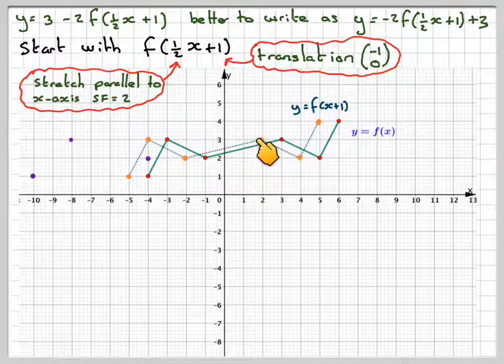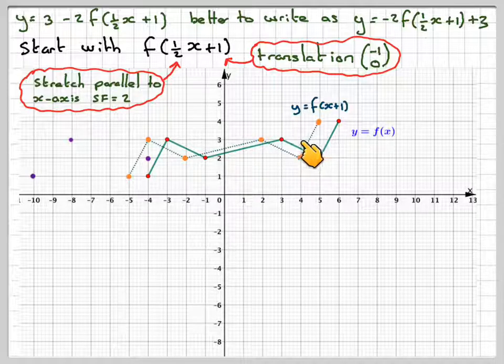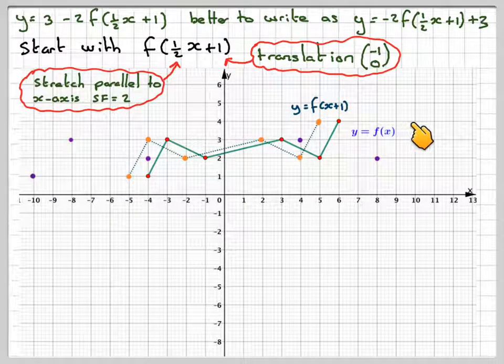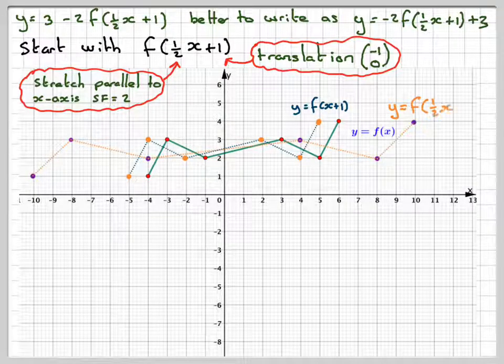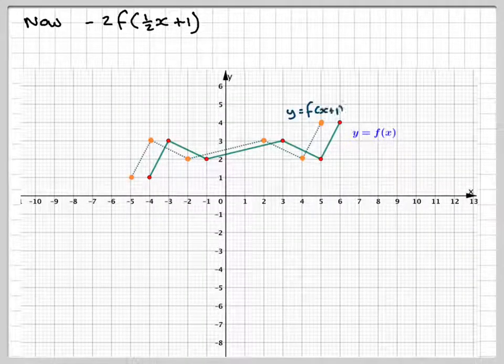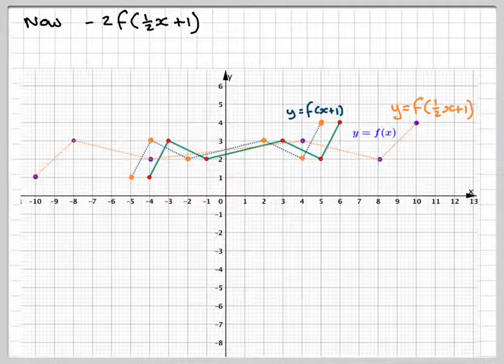Okay, on the other side, this is 2 away, so this will go to here. This point is 4 away, so it will go to here. And this point here is 5 away, so it will go here. And we'll join those up like that, and we'll call that one y is equal to f of a half x plus 1. Okay, moving on to a different graph. So now we're going to consider the minus 2 in front. So this is how far we've got so far.